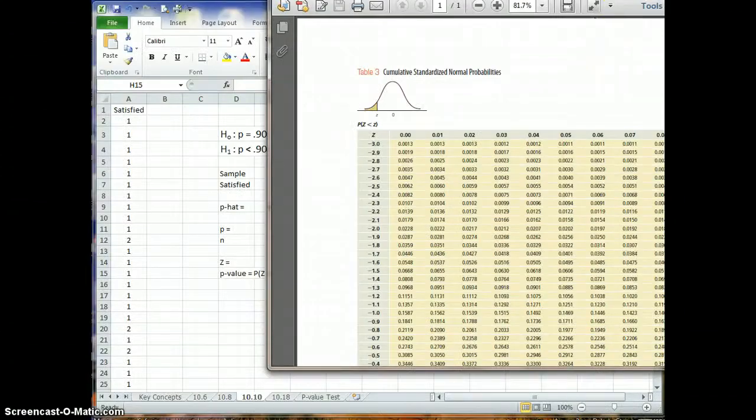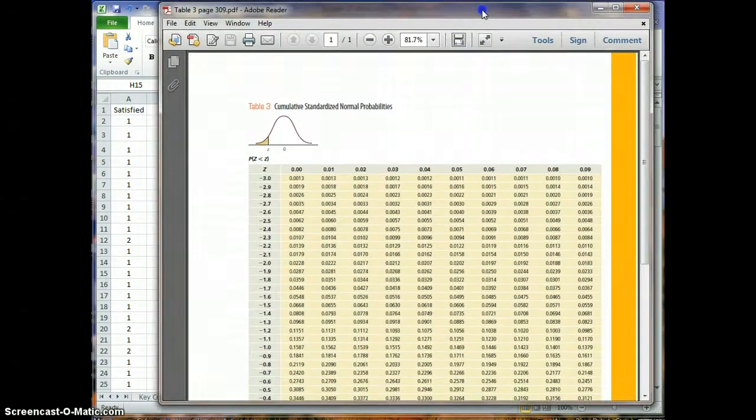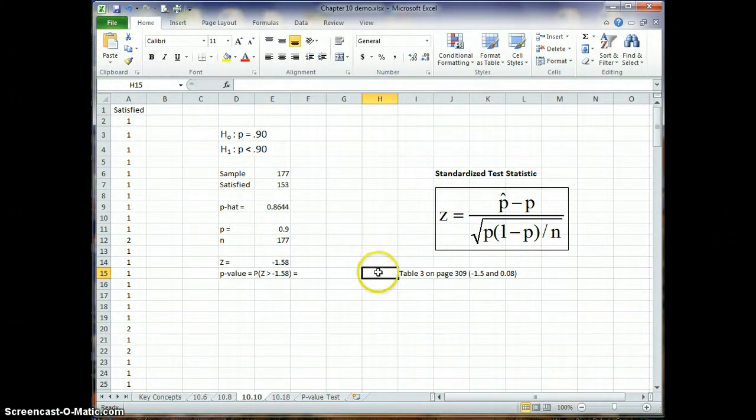Let me make that a little smaller. So in this case, 1.5 is right here, and 0.8 is the second column from the right, and so that gives us here the 0.0571.